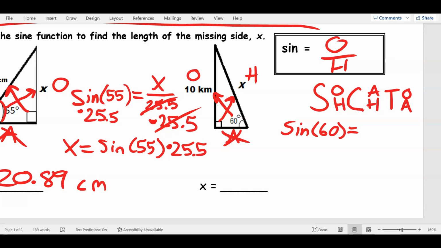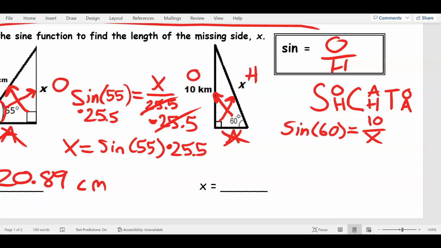So, O over H is what over what? O is 10 over H is X, 10 over X, okay? Good, now, how is this one different? Now, here's what you do to get X by itself. What do you think you're going to do?